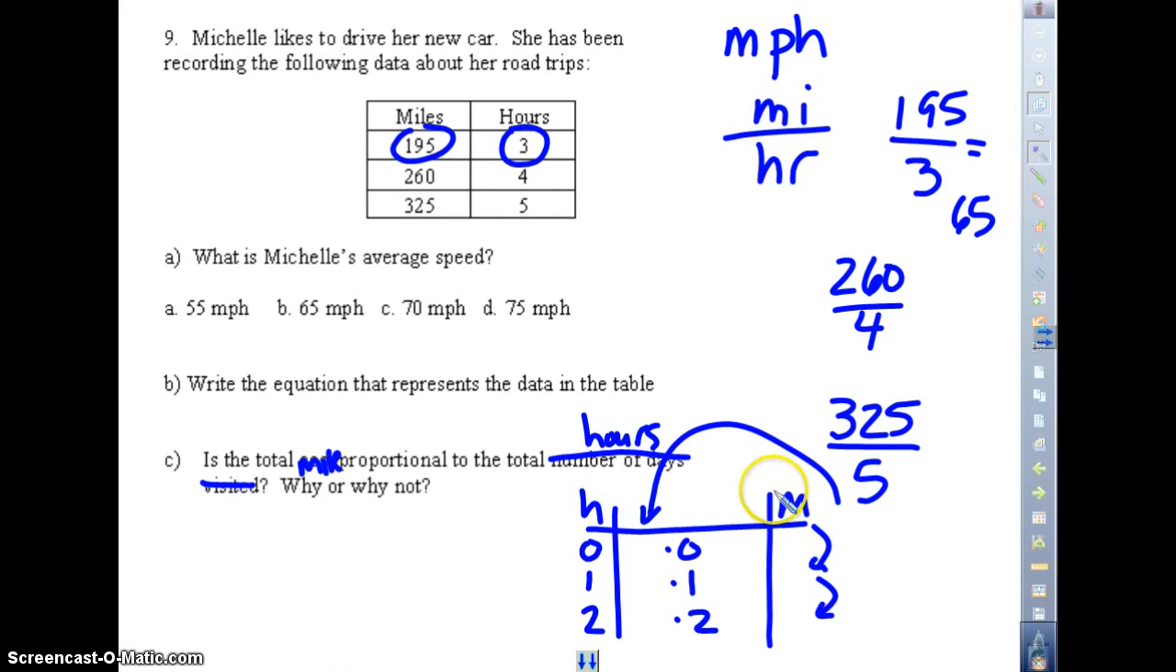Why or why not? You're going to take this number right here and multiply it by that answer there. You're going to do cross products. And then you're going to take this number right here and multiply it by this number here and check to see if your cross products are the same. Or you could graph it and see if your graph goes through the origin. All right?